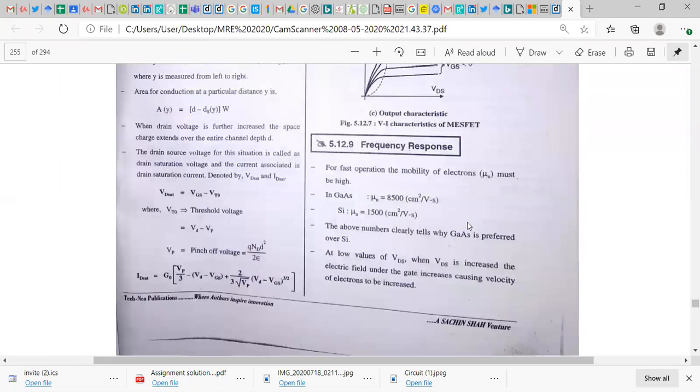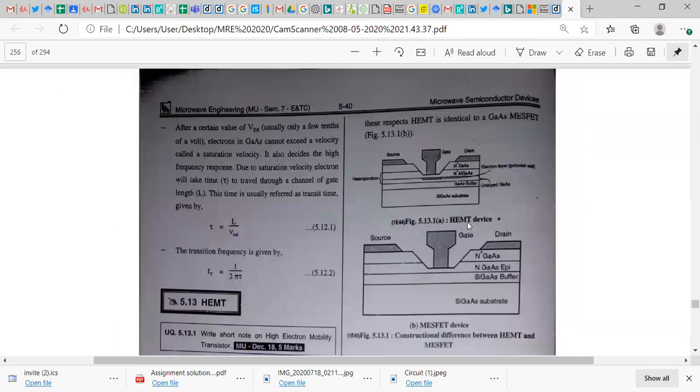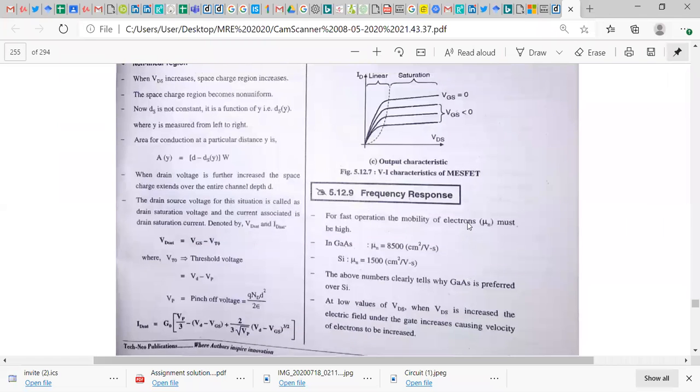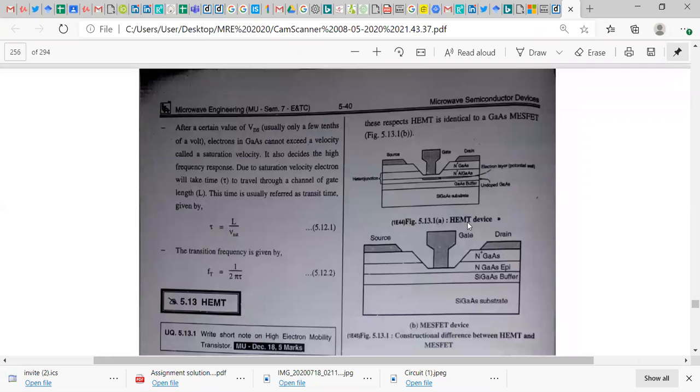Frequency response. Like in BJT, we had a frequency response. It was basically dependent on the current gain and the transition time taken by the electrons to move from emitter to collector. Here also it depends on the transition time taken by the electrons to travel below the gate terminal. If L is the length of the gate terminal, and V set is the velocity of the electrons traveling below the gate terminal, then tau equals L by V set.